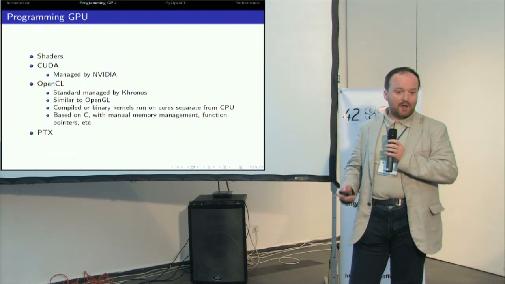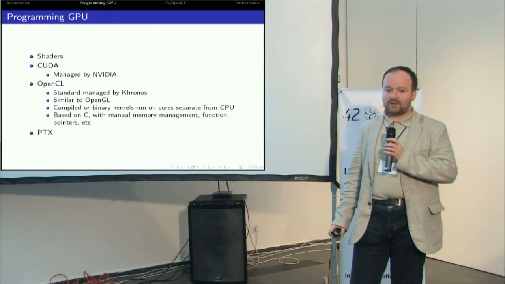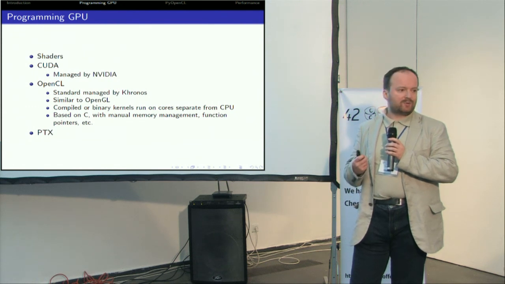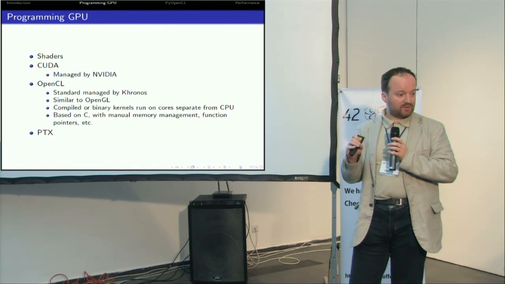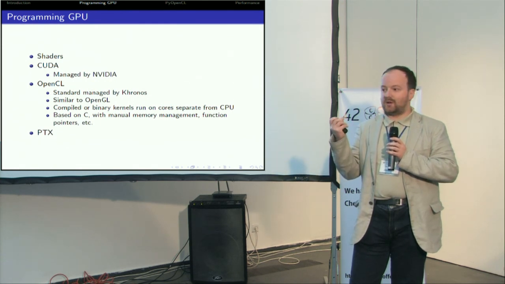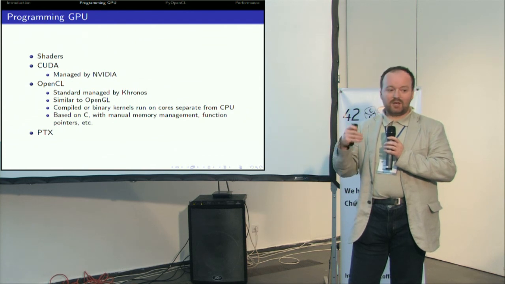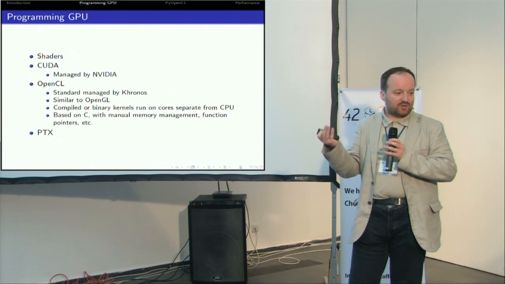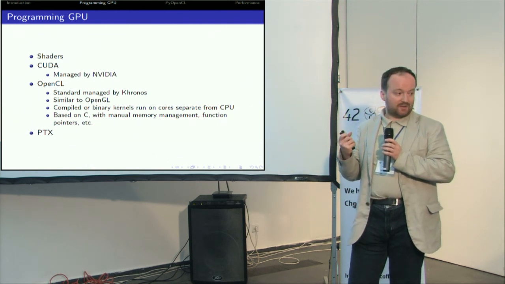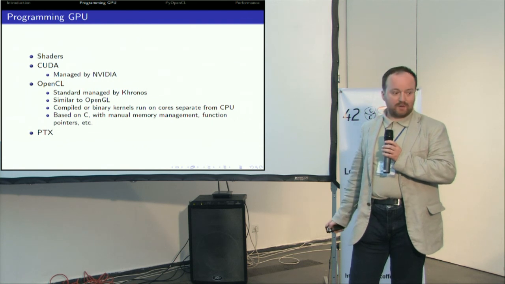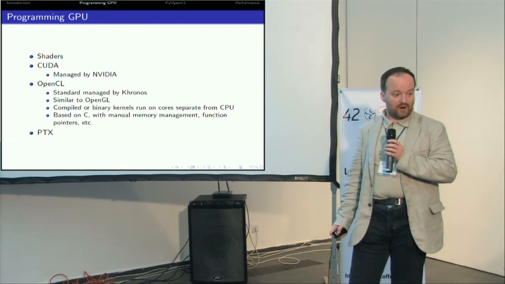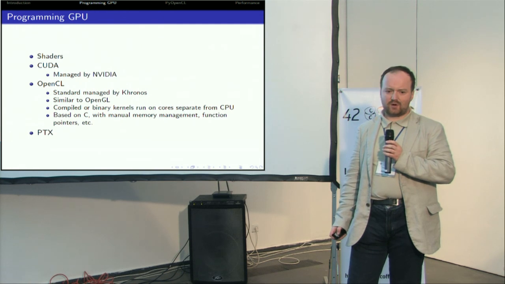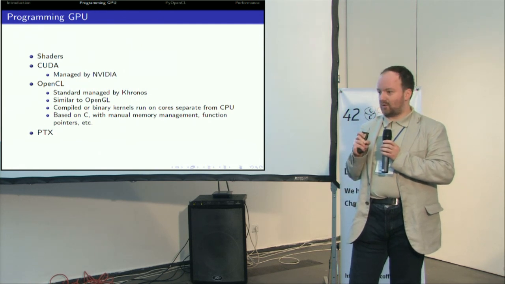This is very simple, but this already allowed us to perform some computations. It was not perfect because we had to change mathematical data into graphical primitives. So each vector had to become a point. Each array had to become a texture, one-dimensional texture, two-dimensional texture, and so on. But it was possible. Very soon, hardware vendors noticed that and started thinking, okay, people are already using our hardware.